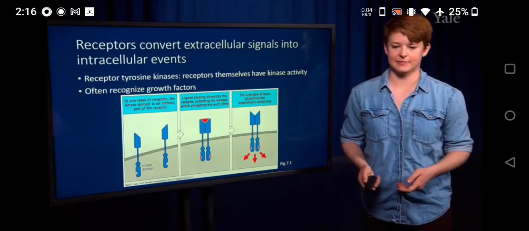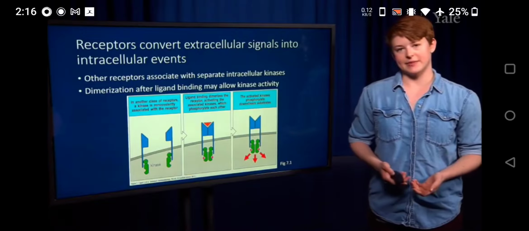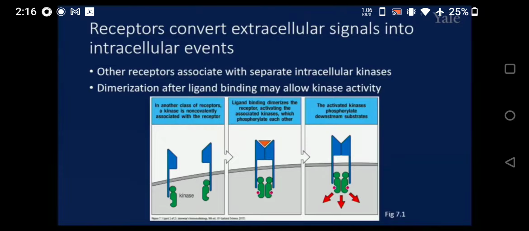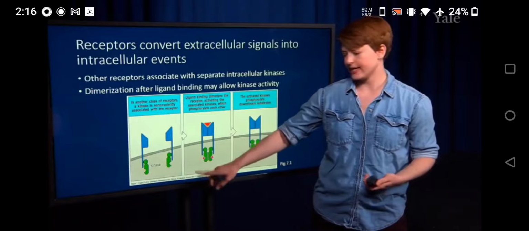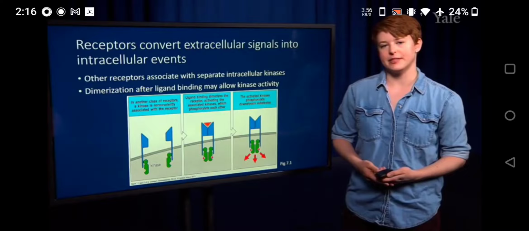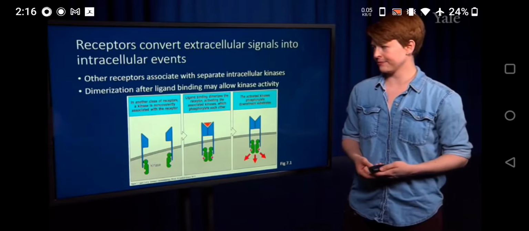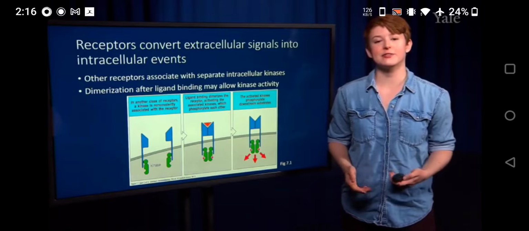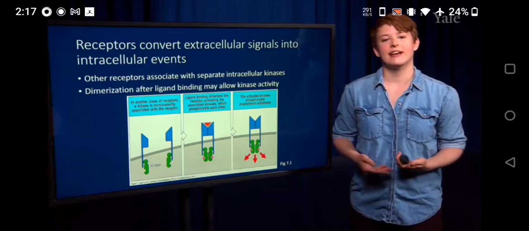It's also possible that there are receptors that are not tyrosine kinases. In this case, the receptor domain is linked to an intracellular separate kinase domain. And here you can see this represented. In green, we have a separate kinase protein that's different from the blue extracellular receptor. Again, though, when a ligand binds the receptor, these receptors dimerize, and this similarly allows kinase activity to occur.